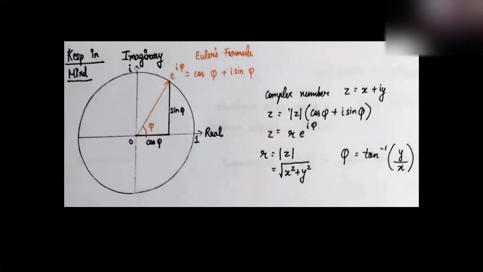Over here mod z is the magnitude of this particular vector, which can be calculated as the square root of x square plus y square. And we can replace cos phi plus i sin phi using e to the power i phi. And this is an equation that was given to us by Euler. That's why the name Euler's formula. So we should keep this in mind. This will be really handy ahead in this video to understand some concepts related to the Bloch sphere.